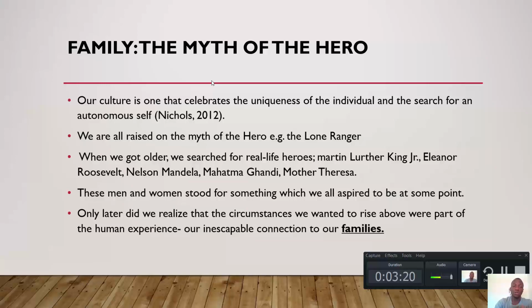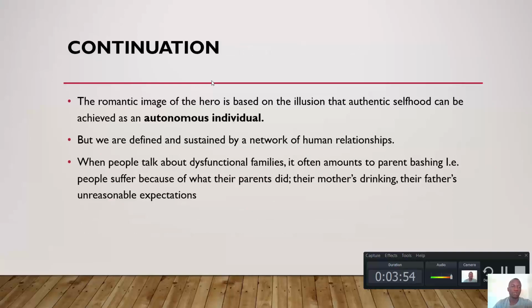And then as we got older, we searched for real life heroes, the likes of Martin Luther King, Nelson Mandela, Eleanor Roosevelt, Mahatma Gandhi, name it. And these men and women stood for something which we all aspire to be at some point. And only later did we realize that circumstances we wanted to rise above were part of the human experience and our inescapable connection to our families, that we cannot escape our families. And so this kind of romantic image of a hero is based on the illusion that authentic selfhood can be achieved as autonomous individuals. Our culture tells us that we can achieve the superhero image. We can be heroes of our own if we just rise above everyone and do it.